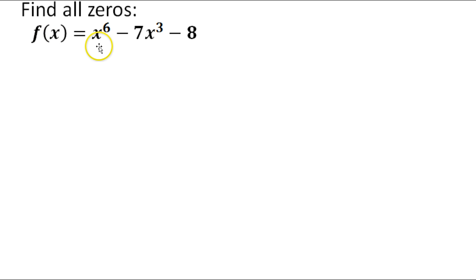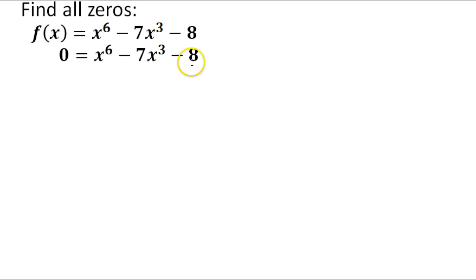So the first thing we're going to do with this one is to set it equal to 0, because that's what we're trying to find, is all the zeros. So instead of writing f of x equals, I'm going to change it to a 0. Everything else remains the same. I just changed this to a 0 is all, because that's what we're trying to find the values of.